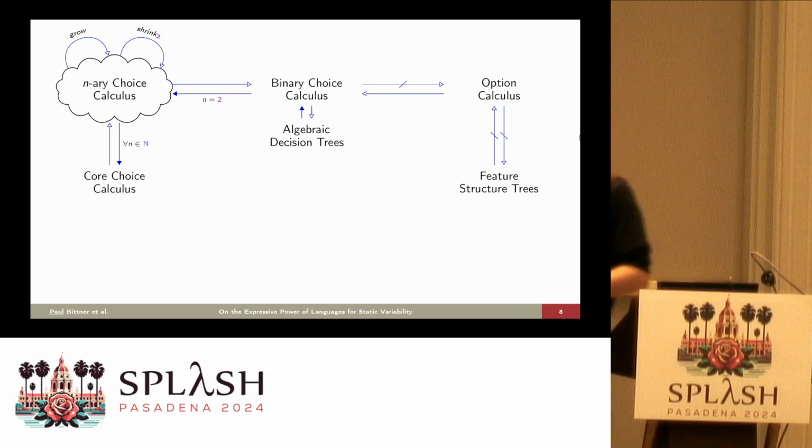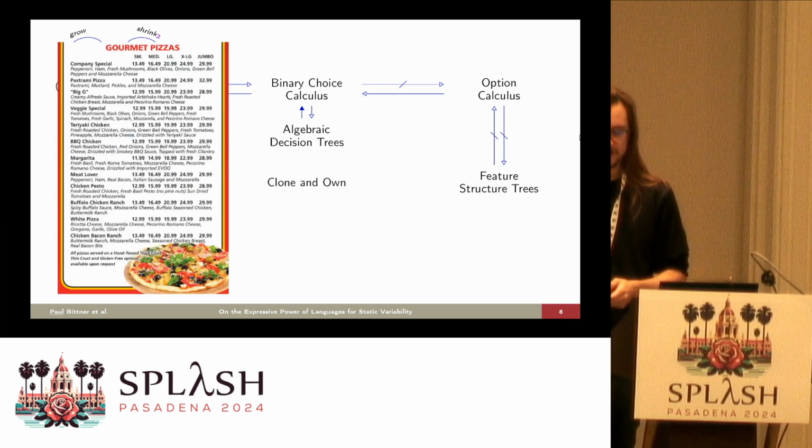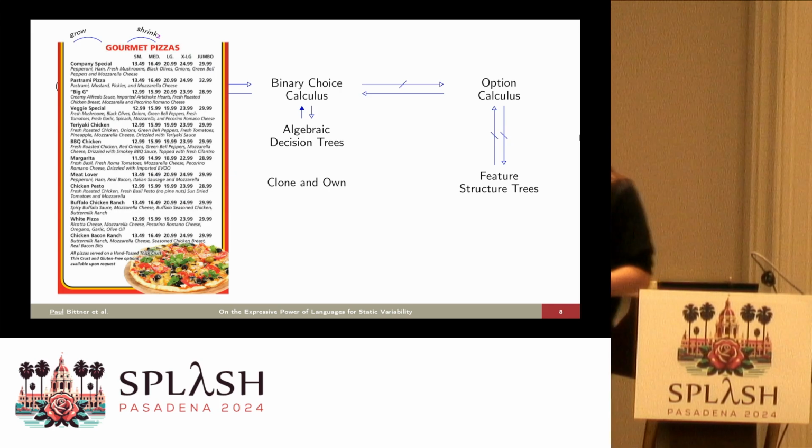Proving soundness and completeness for these languages is actually a bit intricate and complicated, so we use a trick. And you probably know this trick. It's a language called clone and own. It's unfortunately a common practice in software engineering, where you just duplicate your code to achieve the same result. And this is also a common language used at pizza restaurants.